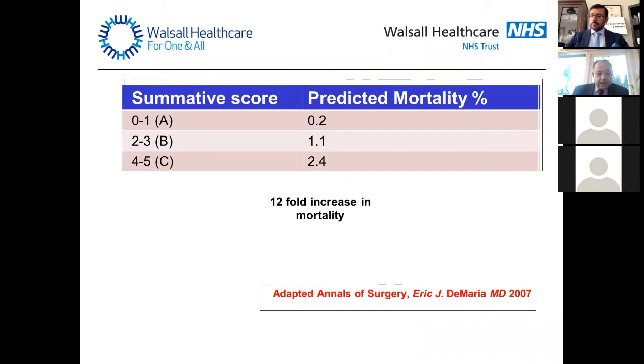And what they summarized in this table: if you have a score of 0 to 1, your mortality is about 0.2%, that's 2 in 1,000. If you have a score between 2 and 3, you have a mortality of 1.1, 1 in 100. And if you have a score of 4 to 5, the mortality increases by 12 fold, to 2.4, nearly 2.5 in 100. So between group A and group C, it is about 12 fold mathematically. And the patient has to be given a realistic mortality, because a lot depends on what the risk is, and you have to be objective about it. That is one of the only papers which gives some insight into the risk with bariatric surgery. And as we know, males are more risky than females.